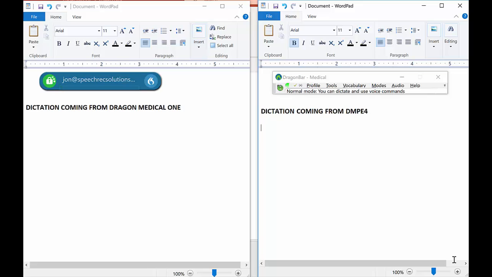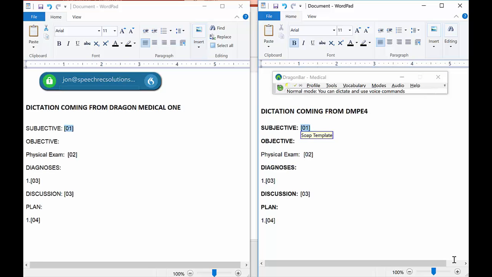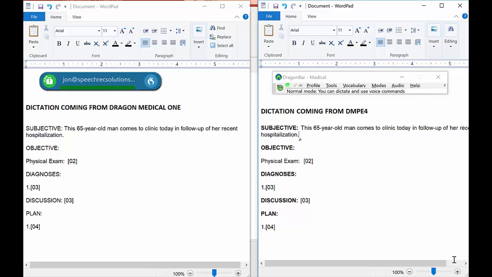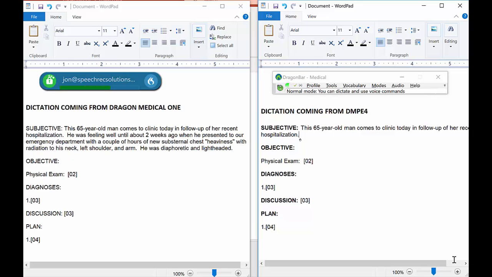Soap template. This 65-year-old man comes to clinic today in follow-up of a recent hospitalization period. He was feeling well until about 2 weeks ago when he presented to our emergency department with a couple of hours of new substernal chest, open quote, heaviness, close quote, with radiation to his neck, comma, left shoulder, comma, and arm, period. He was diaphoretic and lightheaded, period. His initial EKG showed an acute inferior injury pattern, period.